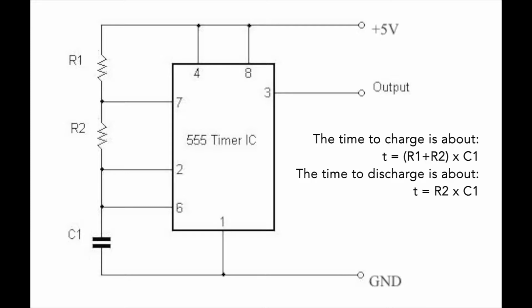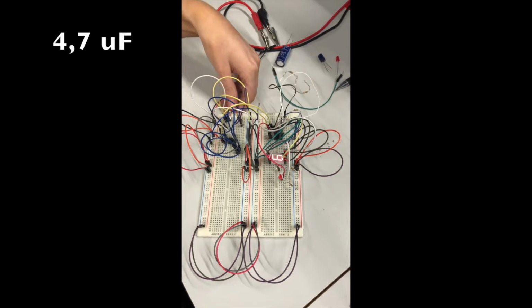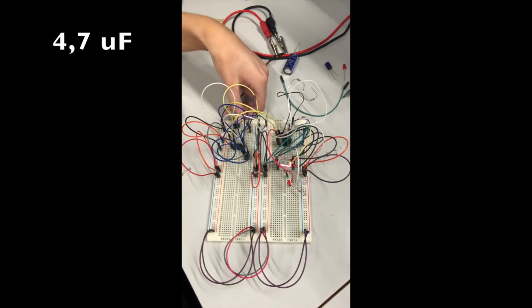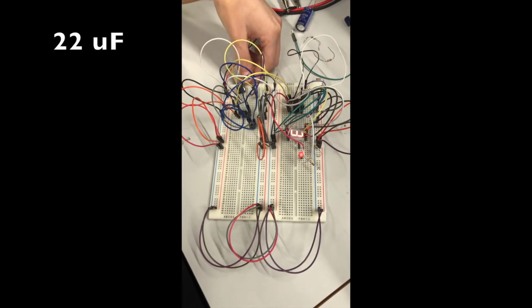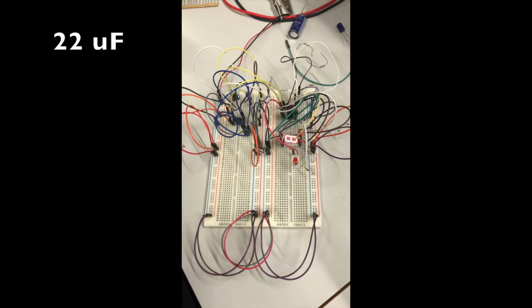Without the capacitor, the circuit would try to oscillate very fast and would not be controllable or predictable. The smaller the capacitance, the shorter the time between charge and discharge, meaning we have a shorter time between the pulses. So the smaller the capacitor, the faster the count on the display.